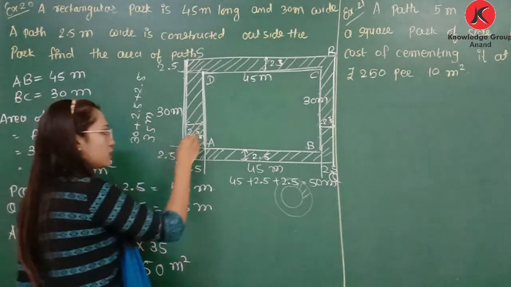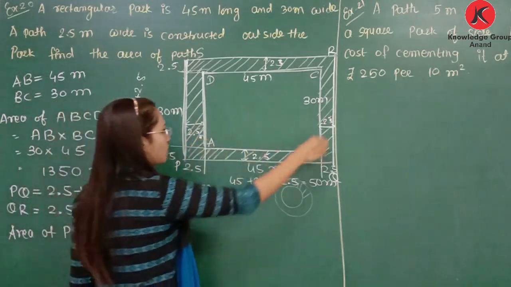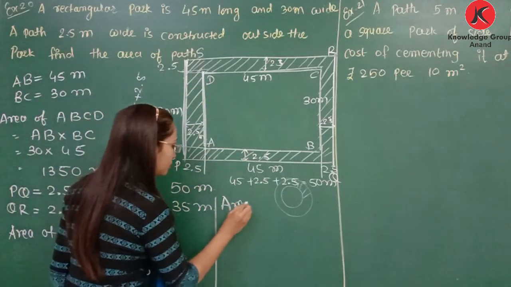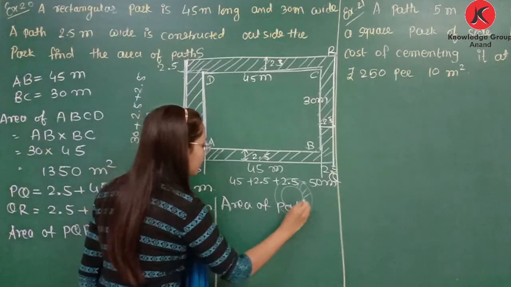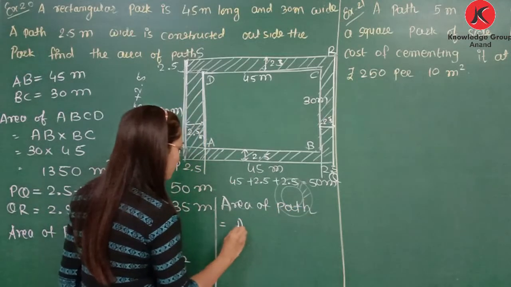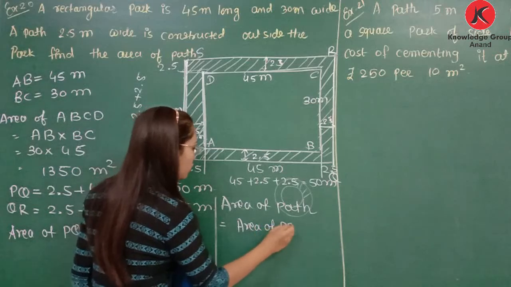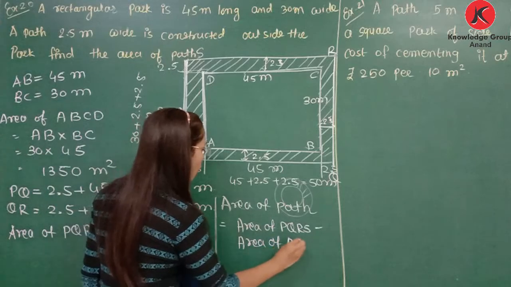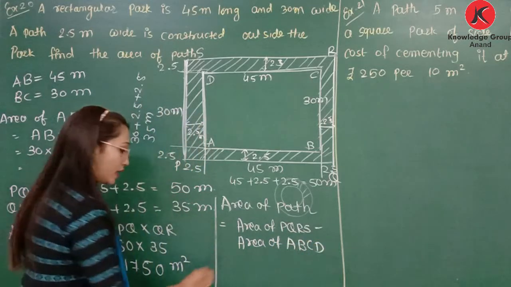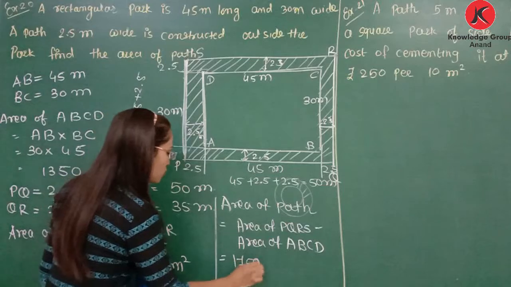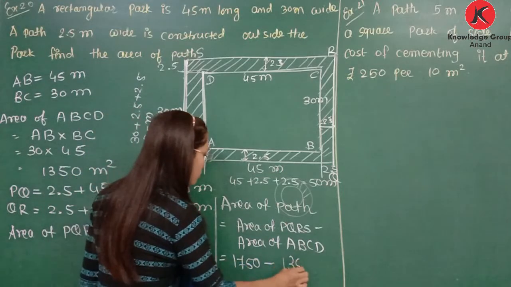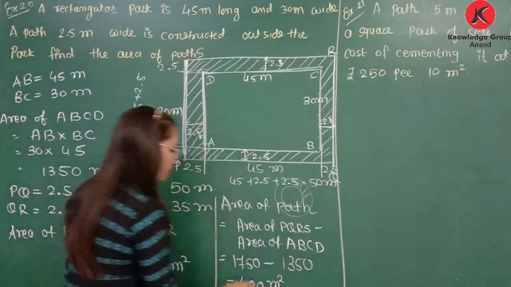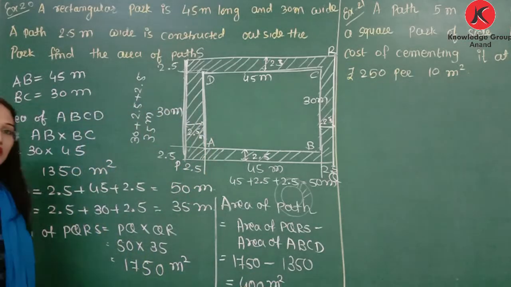Now to find the area of this part, we need to subtract the area of a smaller rectangle from the area of a larger one. So area of the part is area of PQRS minus area of ABCD. Area of PQRS is 1750, area of ABCD is 1350. So area of the part is 400 meters square. Yeah, so this way you can solve this example.